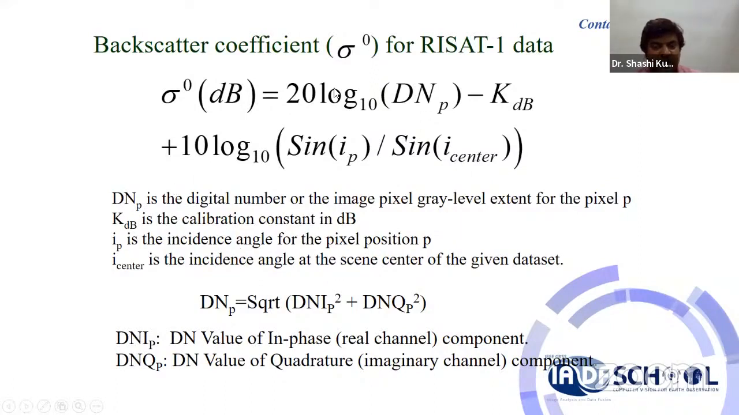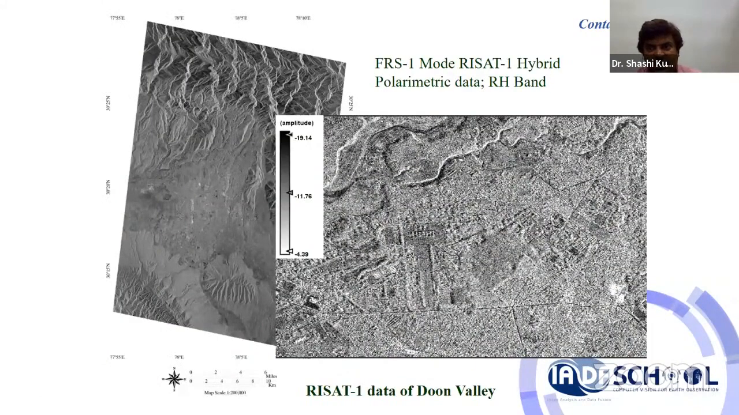So by implementing this formula, one will be able to generate the backscatter coefficient image of the RISAT-1 data. So this is the FRS-1 hybrid-pol data set. So this is representing the RH band. RH band is the transmission of right circular polarization and receiving of linear horizontal polarization. So backscatter images were generated, and here you can see that the values range from minus 4.39 to 19.14. And here you can see that this is the Forest Research Institute in Dehradun. That campus could be easily seen. And even the FRI building is also visualized in this data set.